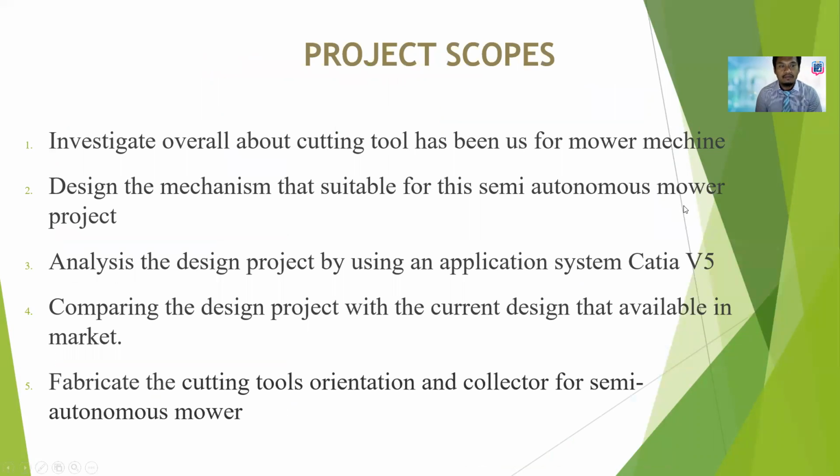My project scope is to investigate overall the cutting tools that have been used for mower machines, and design the mechanism that is suitable for the semi-autonomous mower project. Number three is to analyze the design project by using the application system CATIA V5, and then compare the design project with the current designs available in the market. And lastly, fabricate the cutting tools, orientation and collector for the semi-autonomous mower.